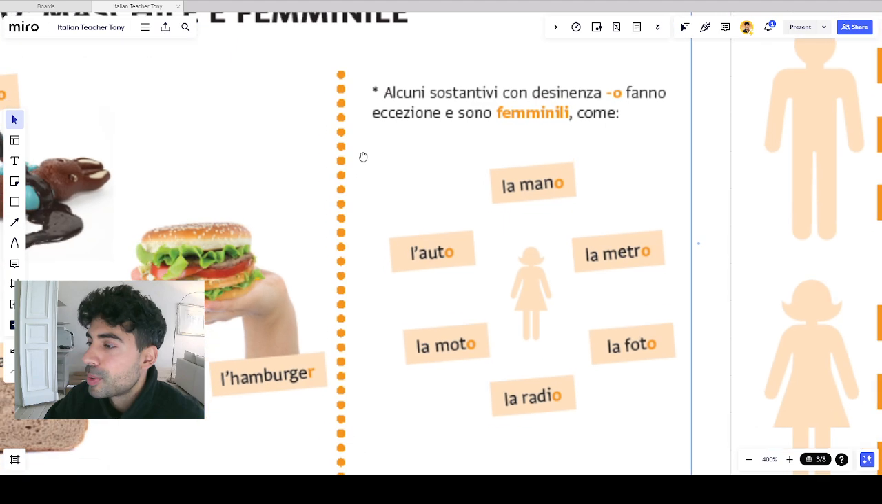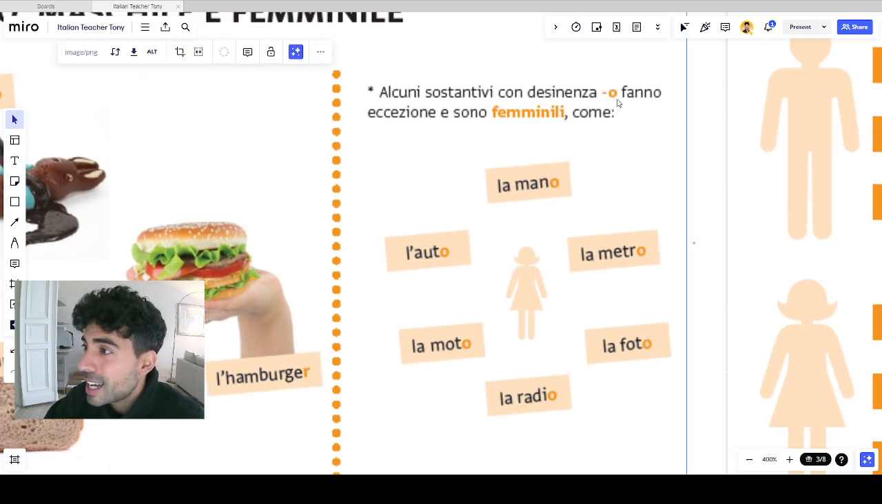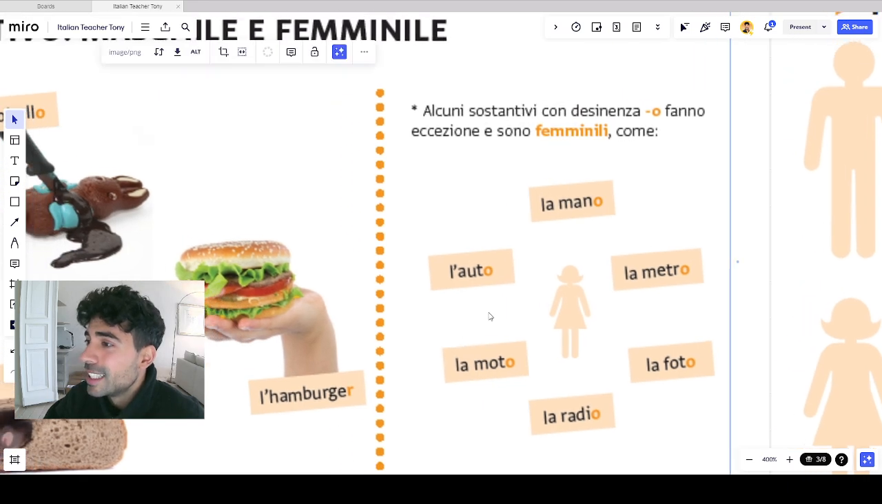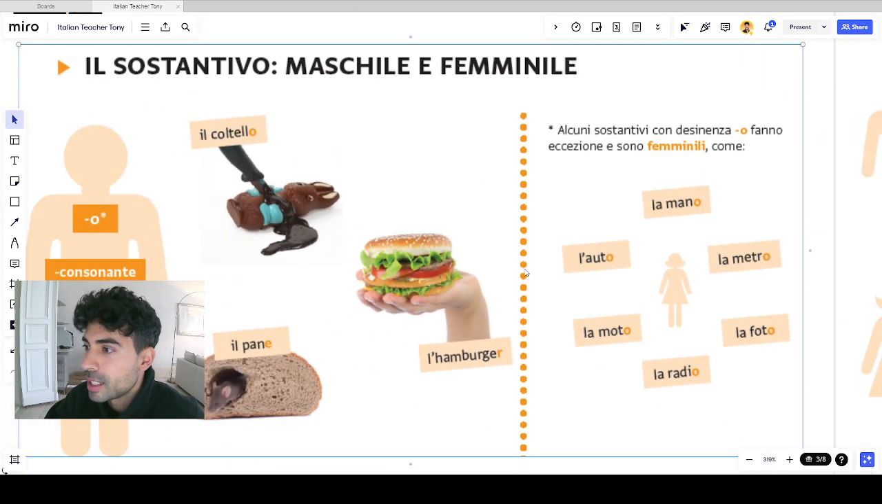Those are some exceptions of nouns that, despite ending with O, they will still be feminine. For example, la mano, the hand. L'auto, the car. La metro, the metro. La foto, the picture. La radio, the radio. La moto, the motorbike. So usually when you see a noun ending with an O, it's masculine, but those are exceptions. They are actually feminine.